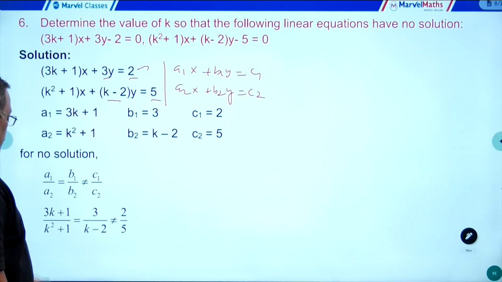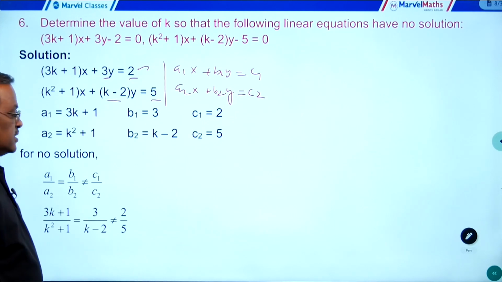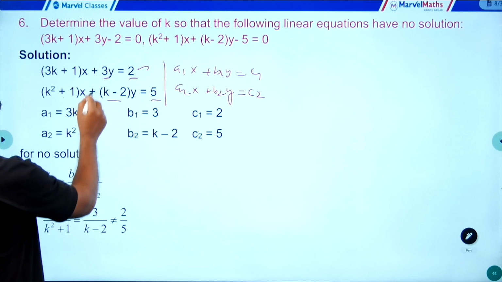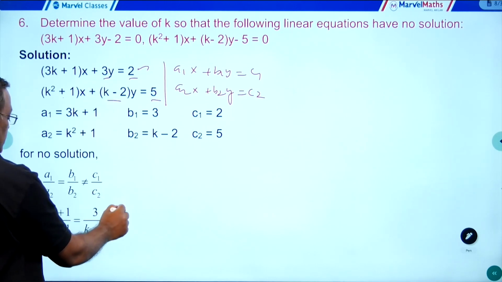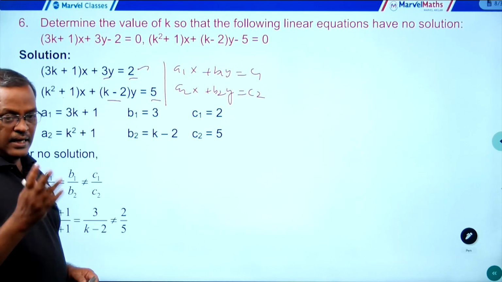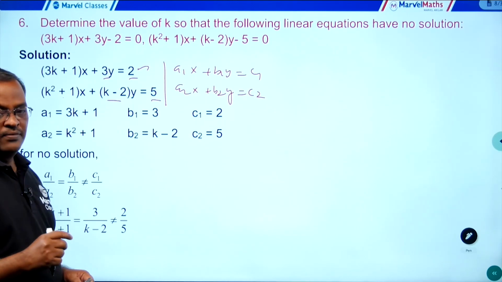For no solution, what is the condition? a1 by a2 equal to b1 by b2 not equal to c1 by c2. a1 by a2, (3k plus 1) by (k square plus 1) equal to 3 by (k minus 2), not equal to 2 by 5. This is the original condition. How to calculate the value of k? We have two levels of solving.